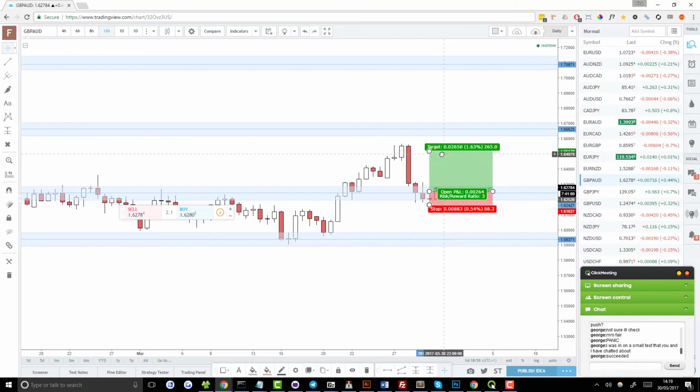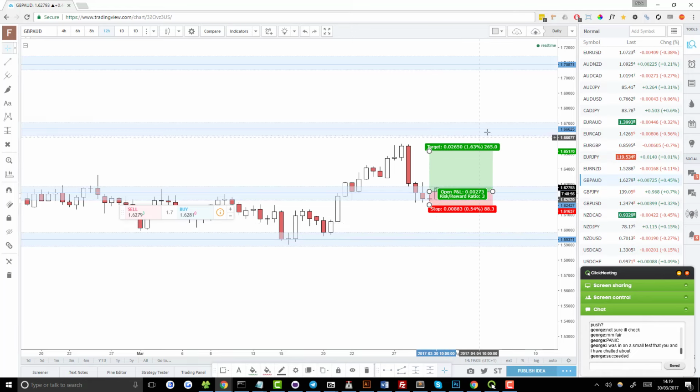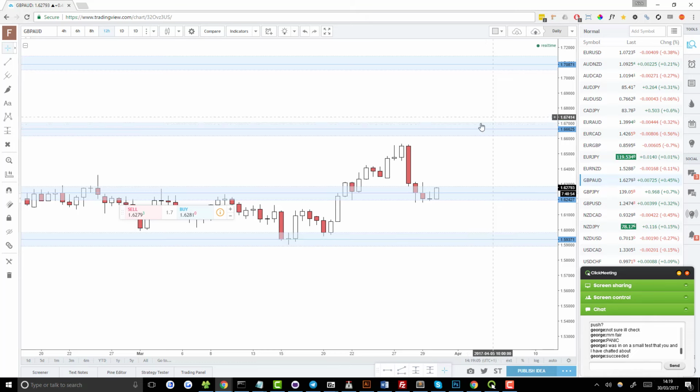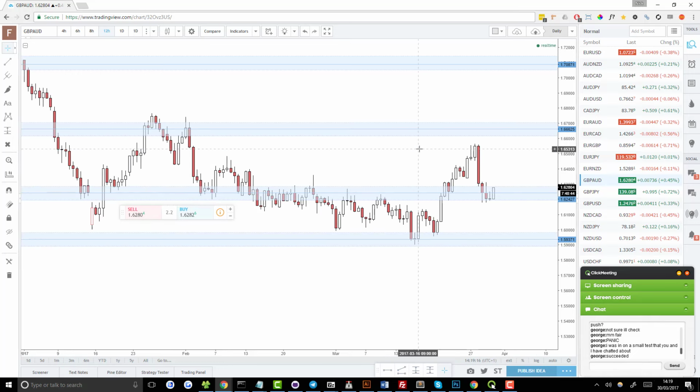I don't like entering late because I missed the initial entry. It's not the way to trade. Loads of minor support resistance in the way too, so I probably wouldn't have entered this trade regardless. It just doesn't look that great. There's lots of minor support resistance in the way.